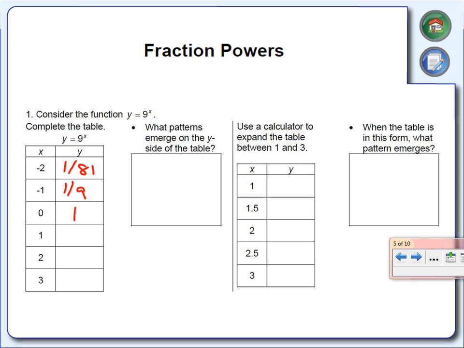What do you see right next to 1? 9. In other words, 9 to the first power is 9. What do you see next to 2? 81. In other words, 9 squared would be 81. And what do you see next to 3?